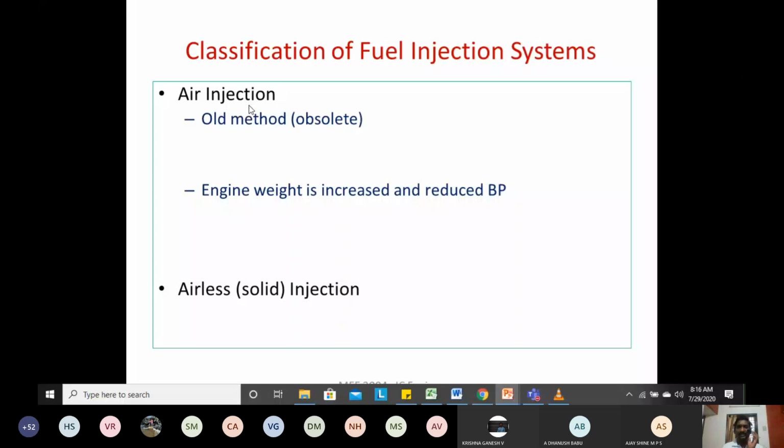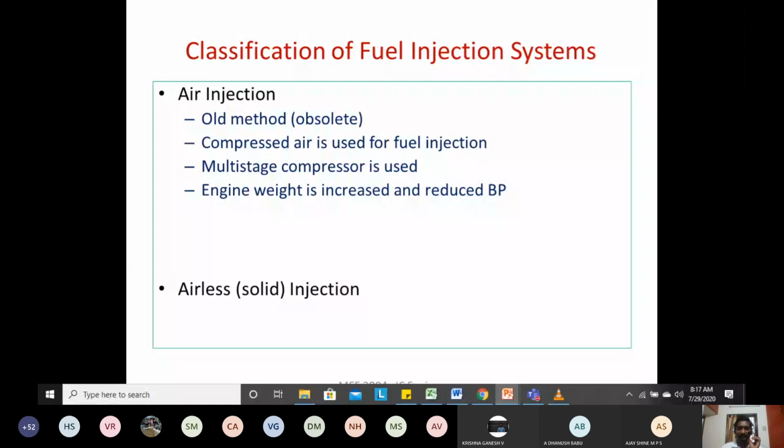In the case of the air injection system, compressed air is used for supplying the fuel. In the olden days, they used to have a compressor driven by power received from the engine itself. The compressor is mounted, and to drive it, power is taken from the engine crankshaft. That compressed air sprays fuel into the engine cylinder for combustion. As a result, since a compressor is mounted, the size of the engine becomes very big. Engine weight increases, and since it takes power from the engine crankshaft, we get reduced brake power.